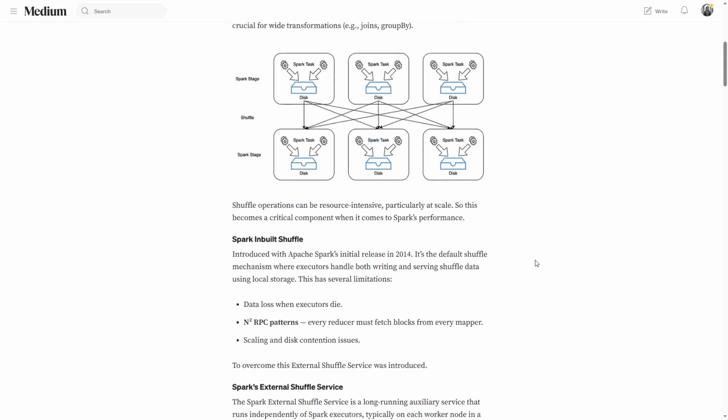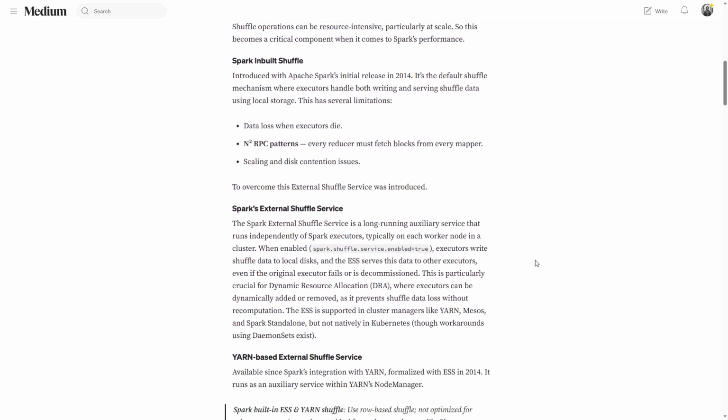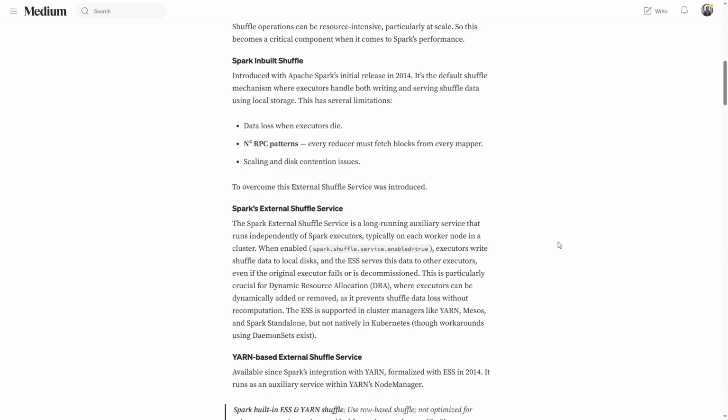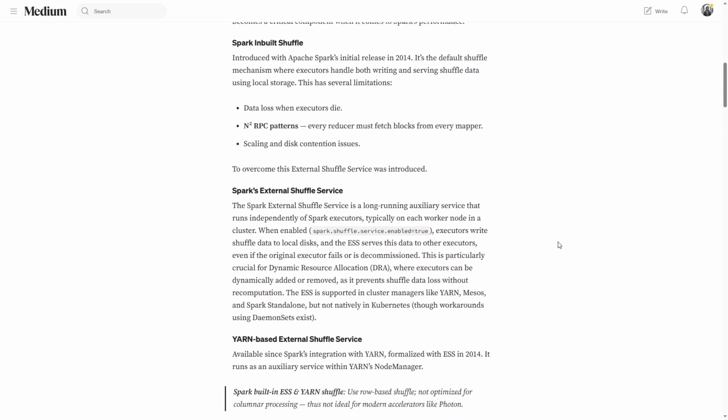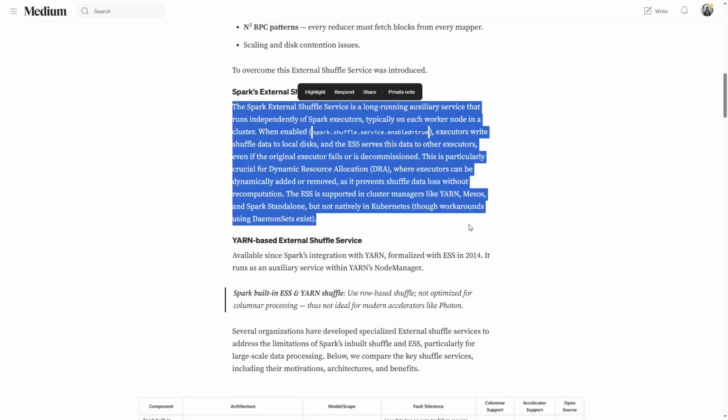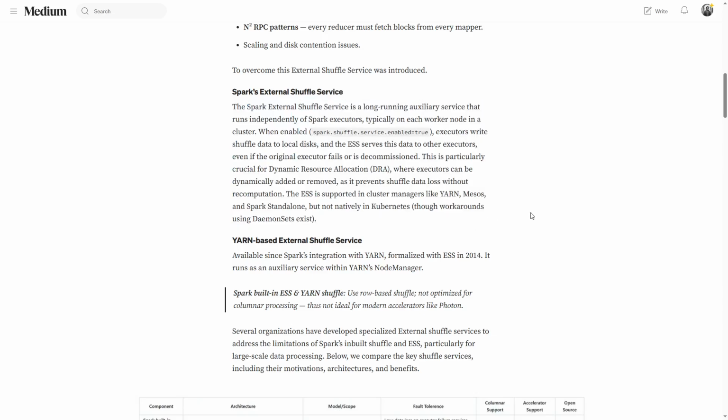To solve this problem, the Spark team also built an inbuilt shuffle. What they did is they said that executors will hold the memory blocks and they will control the life cycle. But that was still not a very good solution because if executors died, the shuffle data was getting lost. Hence, Spark came with a solution. The open source community built the Spark external shuffle service, which is a long-running auxiliary process on the workers.